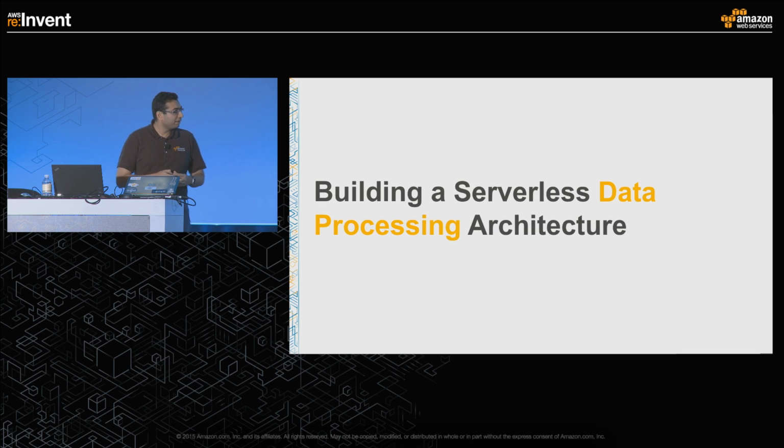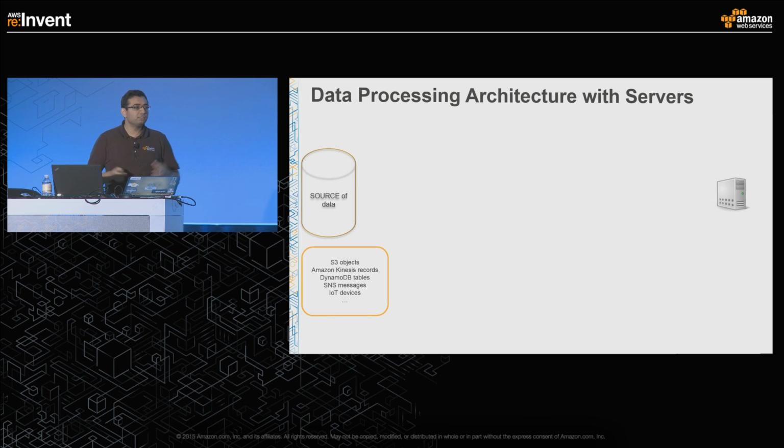So that's about Lambda, but let's talk about how architecture patterns will be different because of AWS Lambda. So let's take this old world scenario where you're trying to process some data with servers. And that source of data could be anything. It could be S3 objects, it could be Kinesis records, it could be DynamoDB tables. Think of anything where you are bringing data to the cloud, and you want to process that data.